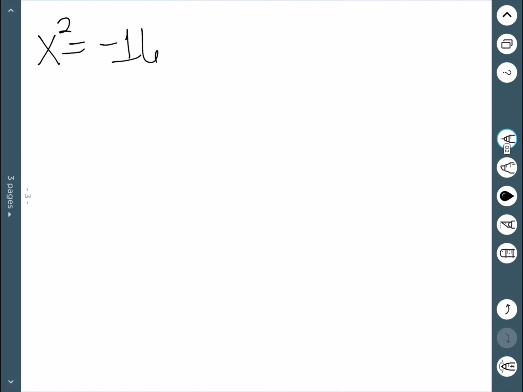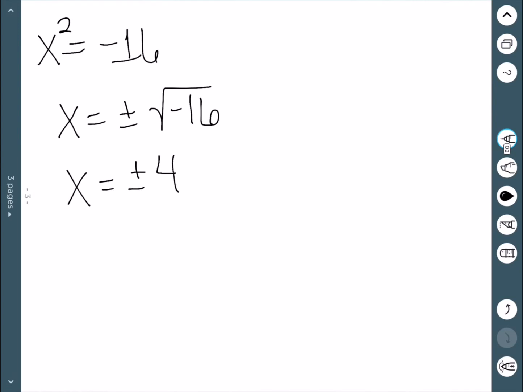For example, if I have x squared equal to -16, I can take plus or minus the square root of both sides the same way I did before. The square root of 16 is 4, and the square root of -1 is i. So I once again have two answers, 4i and -4i.